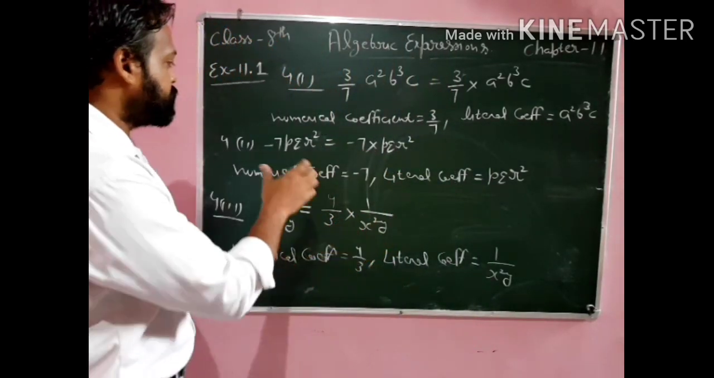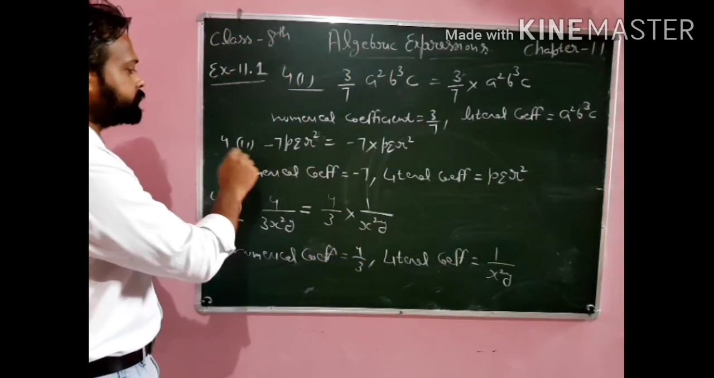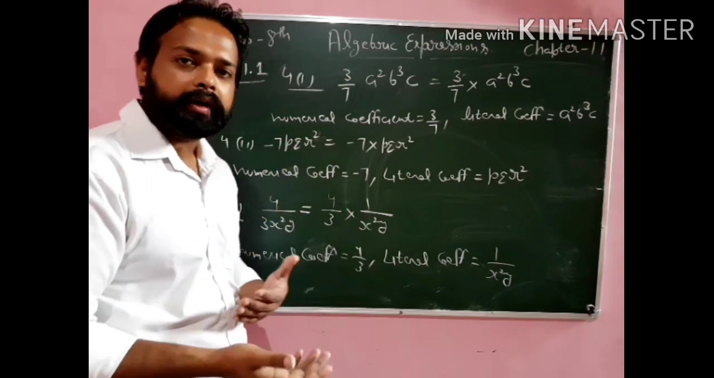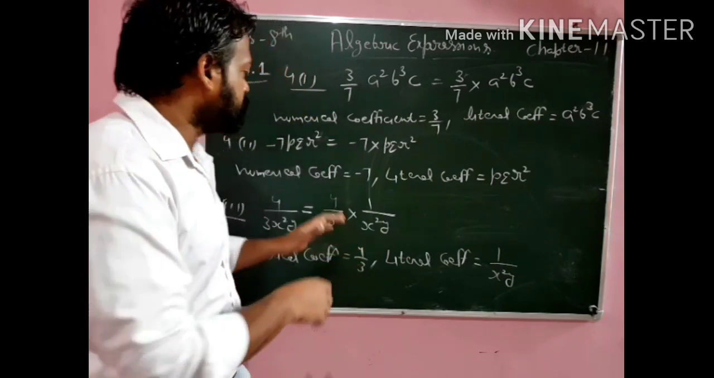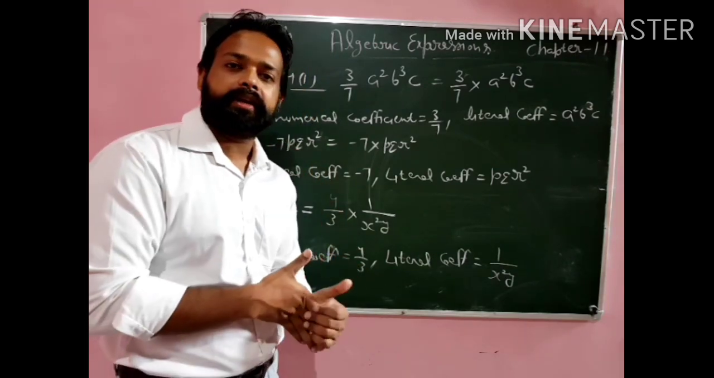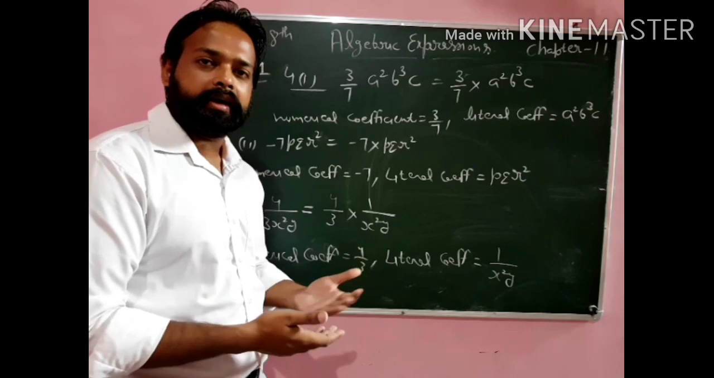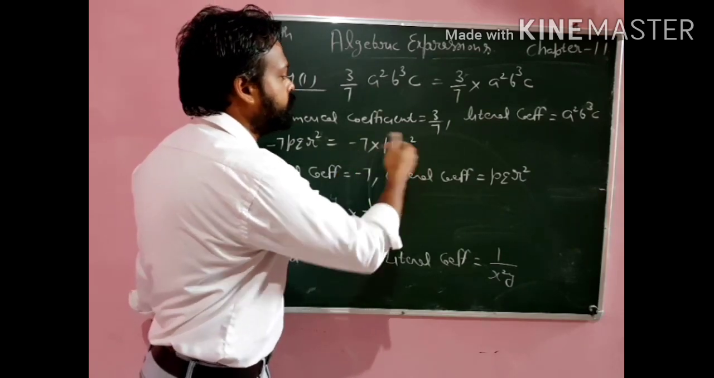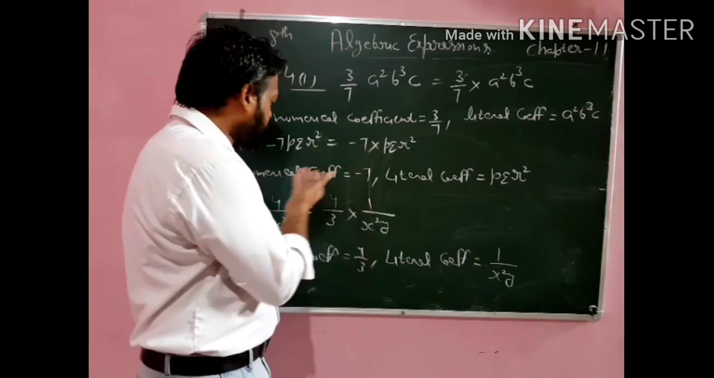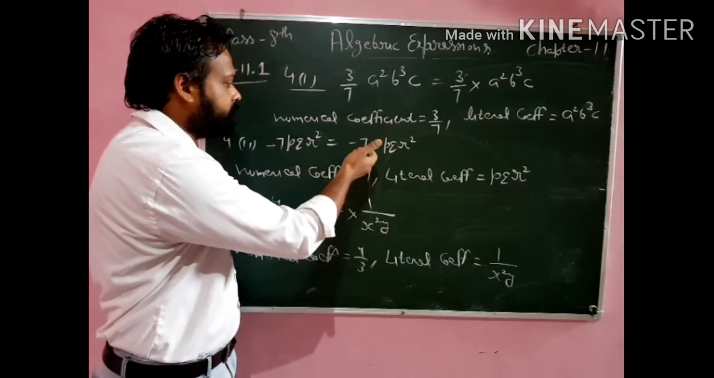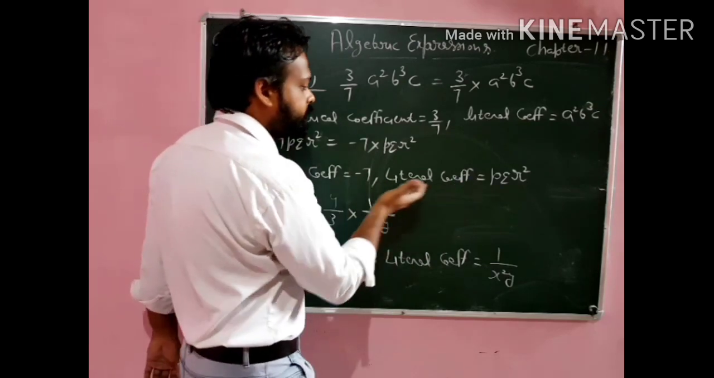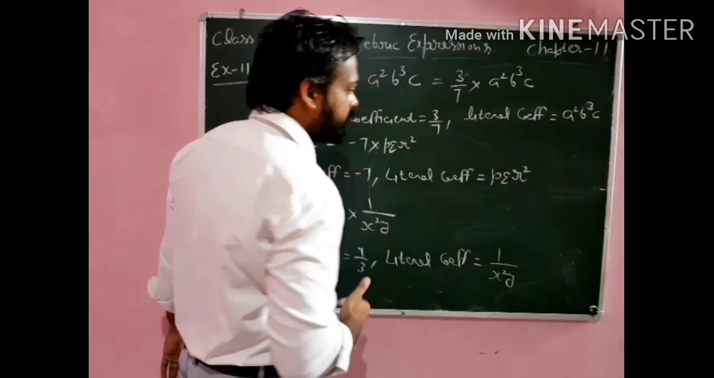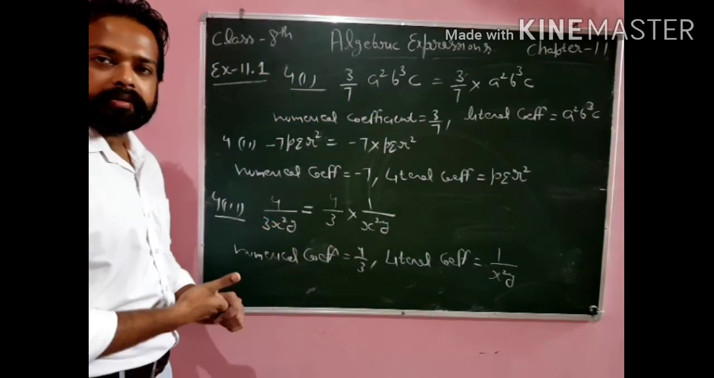Okay, now see the second part of the fourth sum, minus 7 p q into r square. Again we have to separate the numerical value and the variable values by putting a multiplication sign between them. So it becomes minus 7 multiplied by PQR square. So the numerical coefficient is the numerical value, that is minus 7, and the literal coefficient is the variable values, that is PQR square.